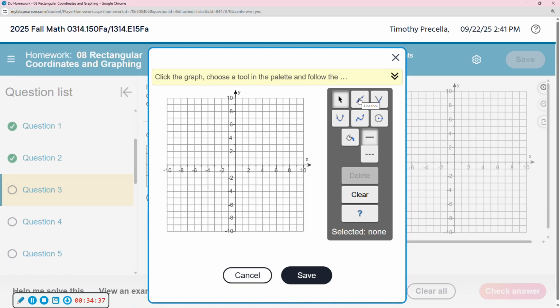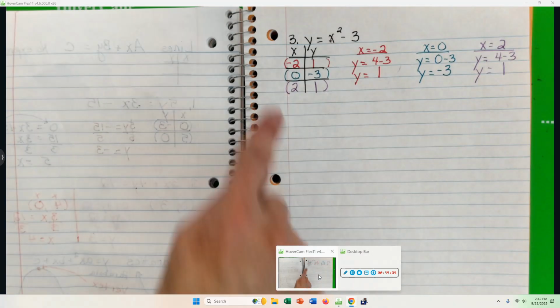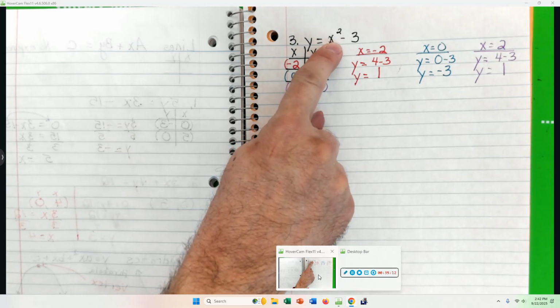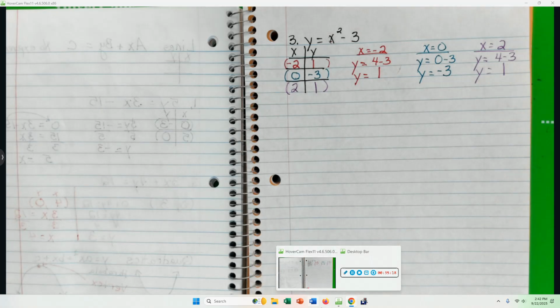Well, this first one, line tool. Second one, absolute value tool. You'll know when to use that because there'll be absolute value bars in the equation. Right here. Let's see. 3-point quadratic tool. That's what it says. I know it's hard to read, but that's what it says. 3-point quadratic. Is that what we have here? Do we have 3 ordered pairs? And quadratic? Quadratic means x squared. Yeah. So we're using the 3-point quadratic tool.